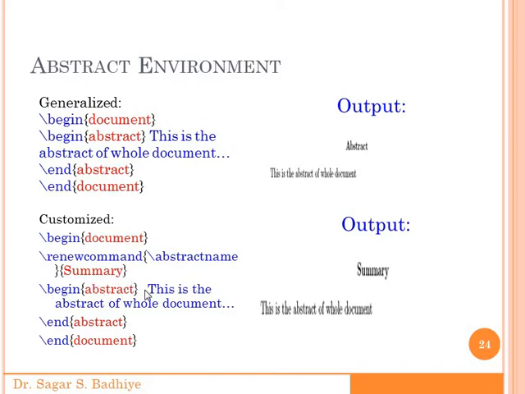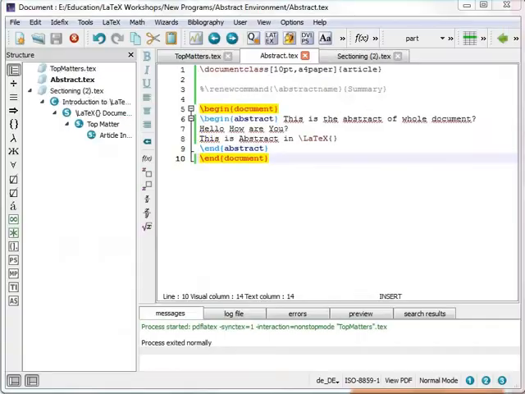Then you can begin the abstract environment and end the abstract environment. So whatever will be printed within this will appear as the abstract only, but now instead of "Abstract", whatever name you have provided, like here I have provided summary, summary will appear over here. Let us look at the execution of this.